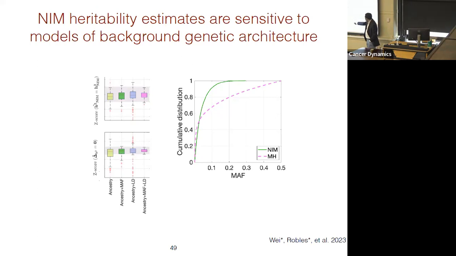So this is a model which only fits the NIMs and nothing else. On the other hand, if we fit models which account for both the allele frequencies and the LD pattern, we get estimates that are much better calibrated. So this is the more careful analysis that we have to do when we are analyzing these classes of mutations.